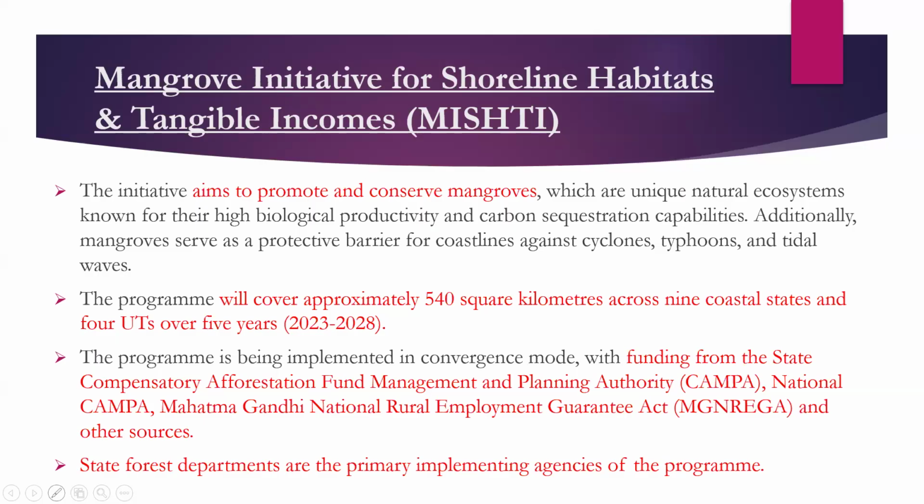So when we talk about the climate aspect of it, the first initiative that the Economic Survey mentions is MISTI, right? That is Mangrove Initiative for Shoreline Habitats and Tangible Income. Here the intent is to conserve mangroves, especially in 540 square kilometers across 9 coastal states. The state forest departments are the primary implementing agencies of the program, and the funding is from State CAMPA. So please go through this. Already an initiative which you know, right?